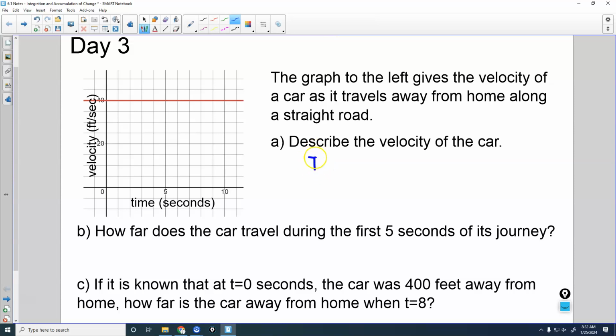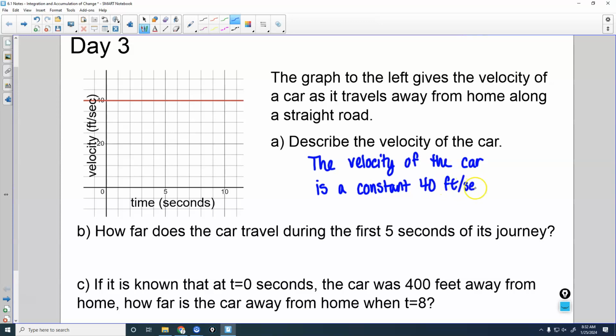So the velocity of the car is a constant 40 feet per second. Great. All right, question. How far does the car travel during the first 5 seconds of its journey?